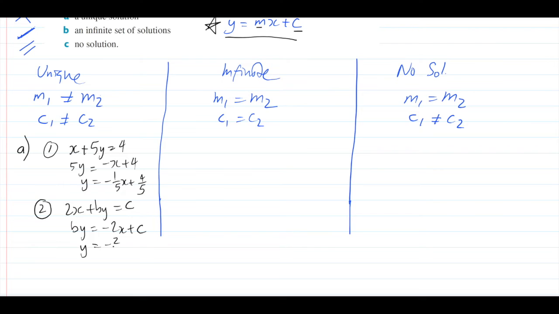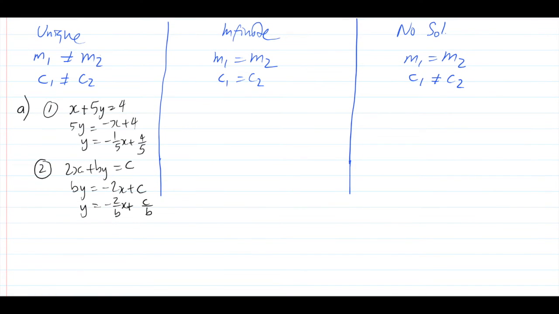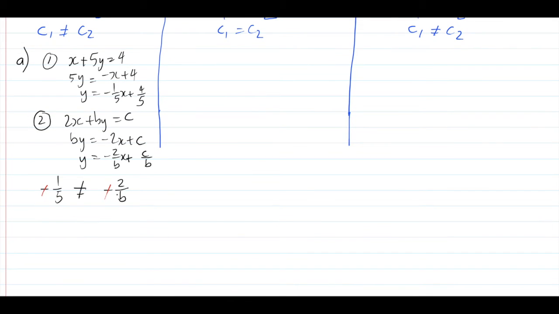Therefore y is negative 2 over b x plus c over b. And guys, once you have it in this format, it's very easy. If you want to find a unique solution, you just need to make sure that your m1, which is negative 1 on 5, is not the same as your m2, which is negative 2 over b. Well, your negatives cancel each other out, and you can then proceed to solve for b.